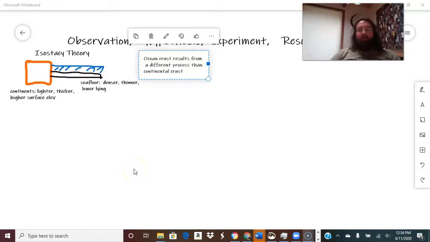Okay, now we're going to go into the second part of plate tectonic theory. We're going to talk about some of the observations that led to predecessor theories that were eventually disproven.